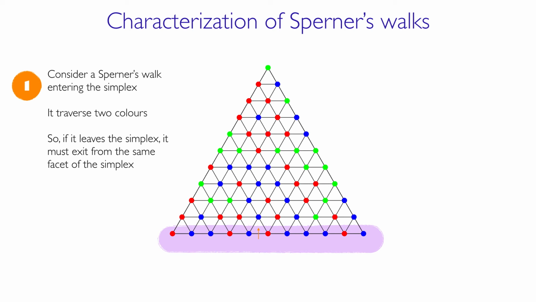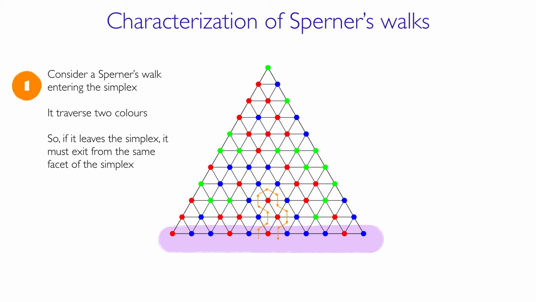Consider the example in the picture where the walk enters traversing a red-blue facet. If we look at the other facets of the simplex, their colors cannot be, by definition of Sperner labeling, red and blue. They can be only red-green and green-blue. So in this case, the walk enters and leaves from the same facet of the simplex.